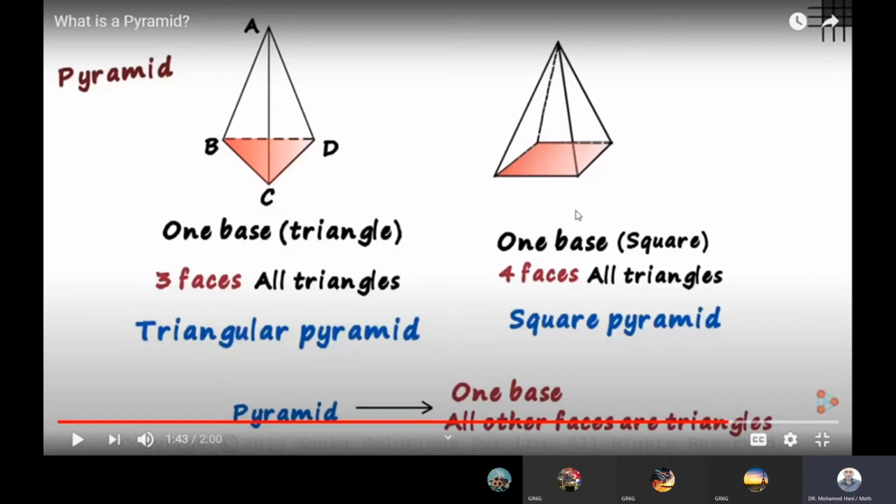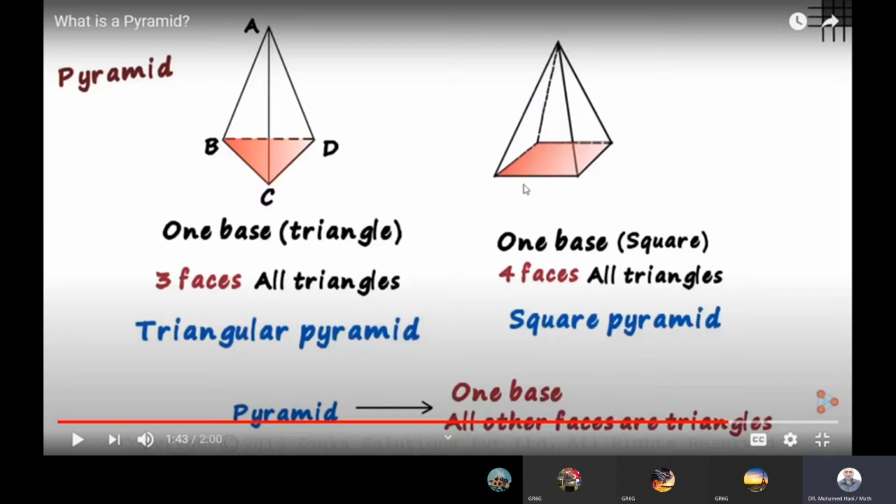If the pyramid has a square base, the name of this pyramid is square pyramid. But as you see, the faces will always be triangles. Here the base will be square, meaning we have 4 sides. That means we have 4 faces: 1, 2, 3, 4.